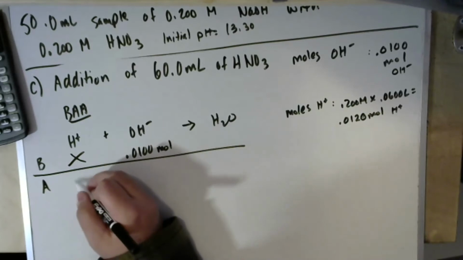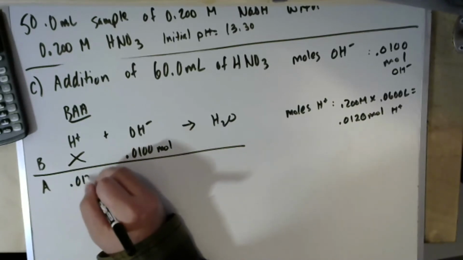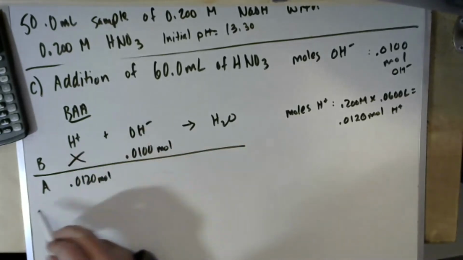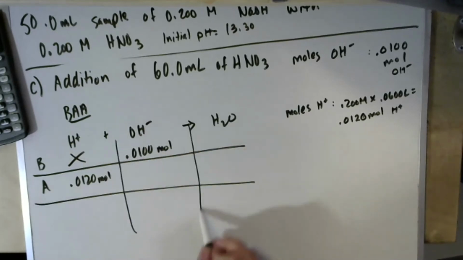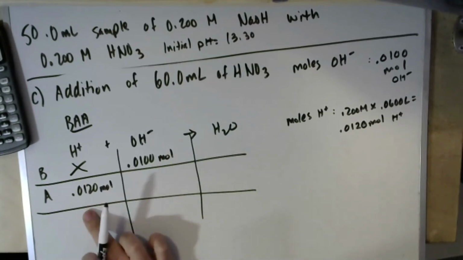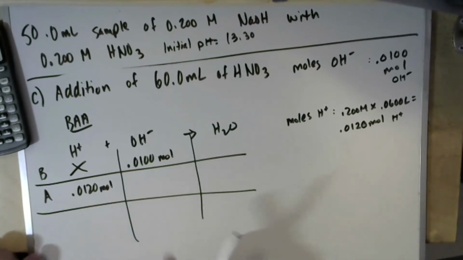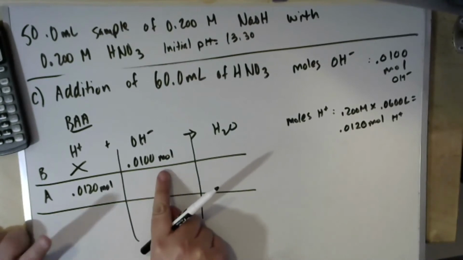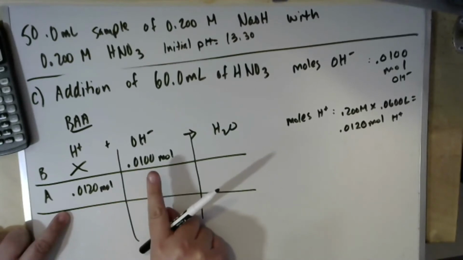Now we're going to be adding the 0.012 moles of the H plus. And now you have to ask yourself, and this is a very important connection that we have to make here, which of these two values is larger? In this case, our acid value is larger. That means that I have more acid present than base. So when these two things react, I'm going to end up using up all of my hydroxide.